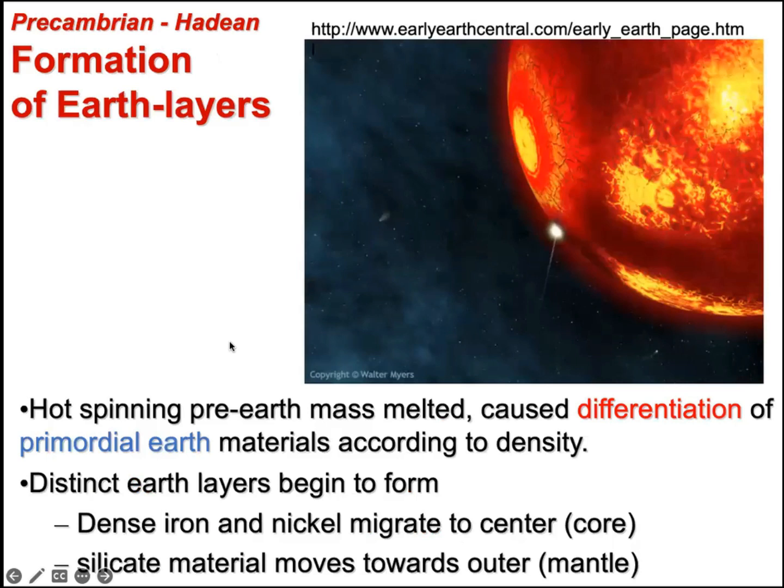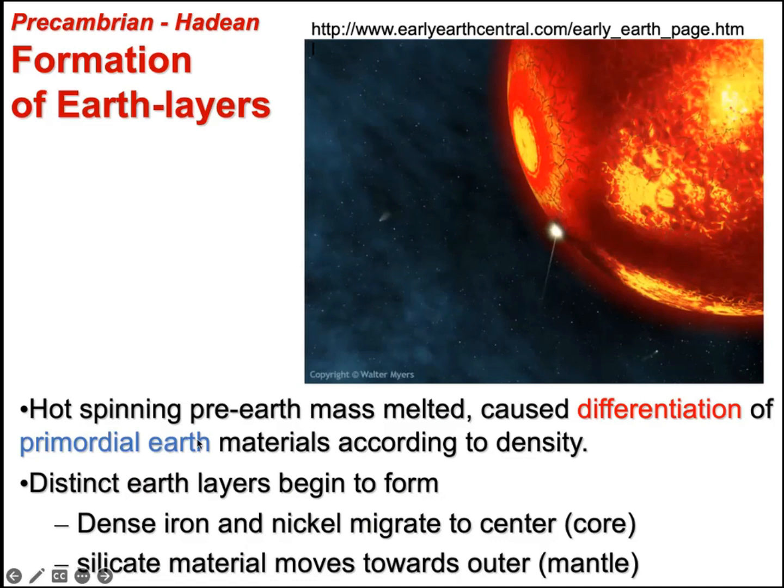And in the Precambrian or the Hadean times, after accretion completed, these materials were also spinning, that means rotating. And because of this rotation, there was a physico-chemical process that we call the differentiation of these primordial materials.